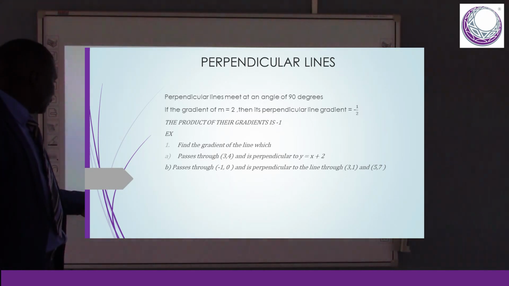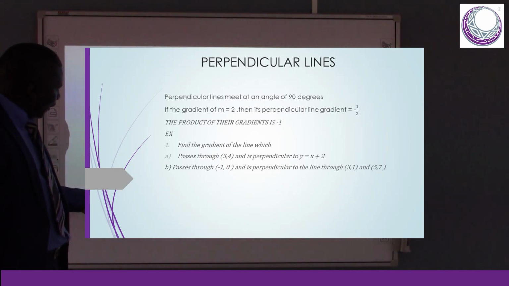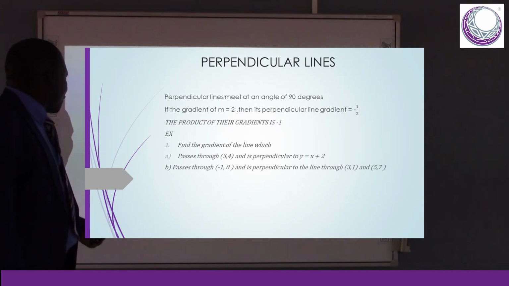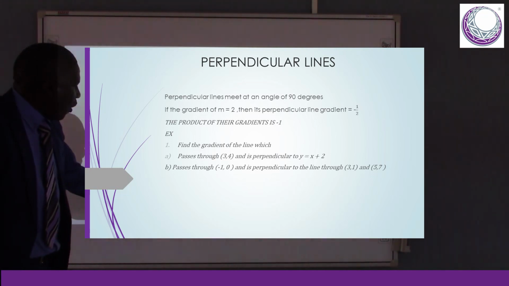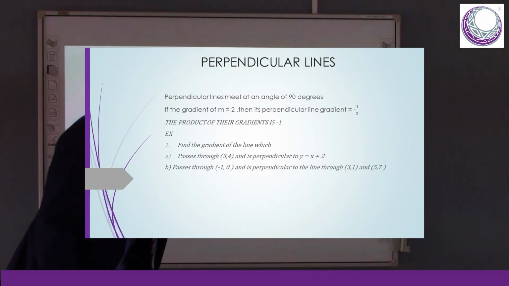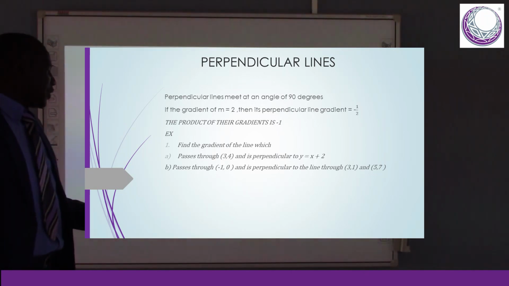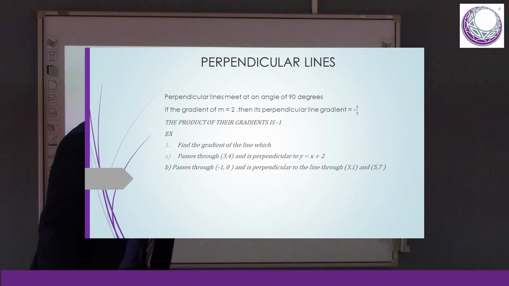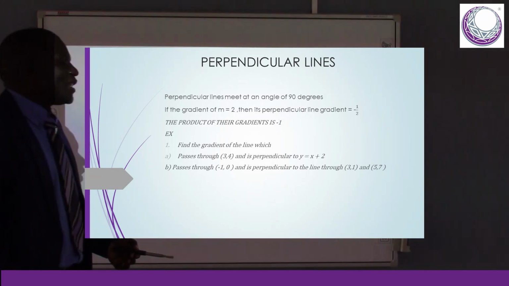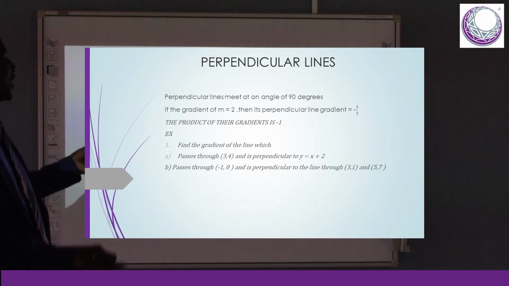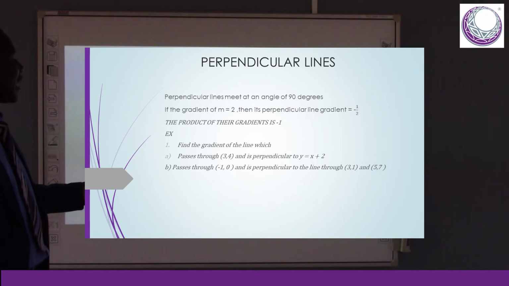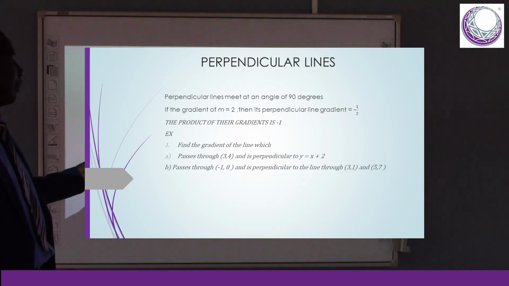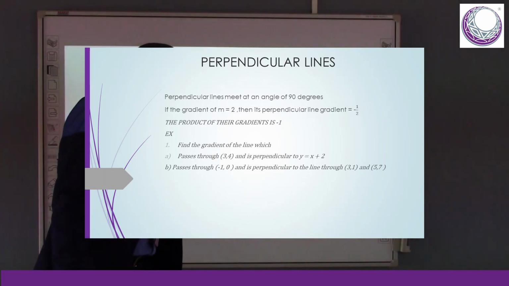As an exercise, find the gradient of the line which passes through 3, 4 and is perpendicular to the line y equals x plus 2. Now, it is very simple. You need to know the gradient of that particular line. The gradient is 1. That means the other line, which is the perpendicular one, its gradient is supposed to be minus 1. Because 1 multiplied by minus 1 gives you minus 1.